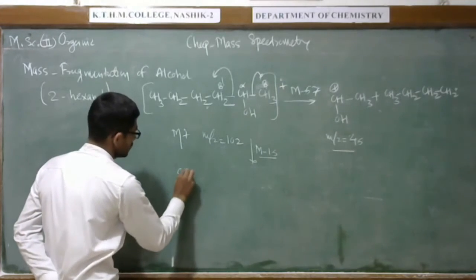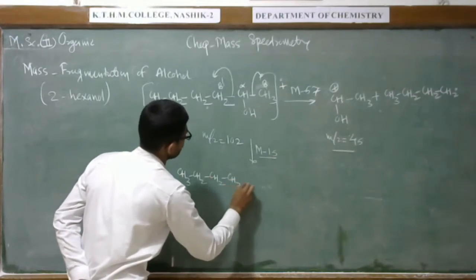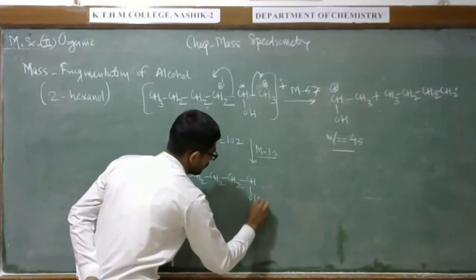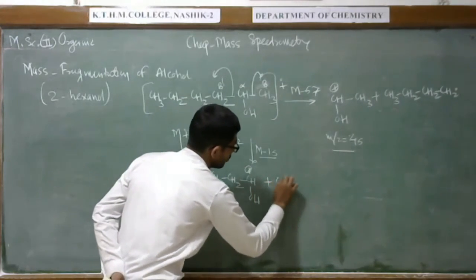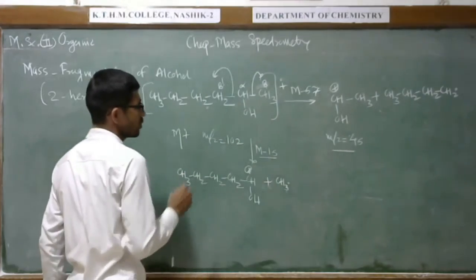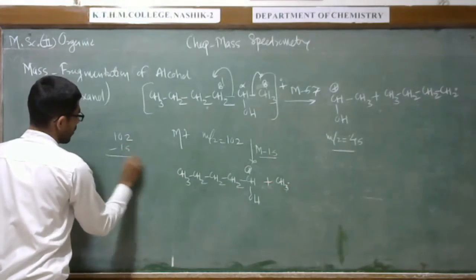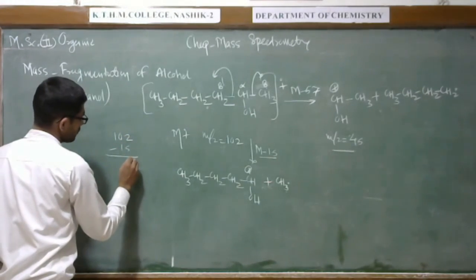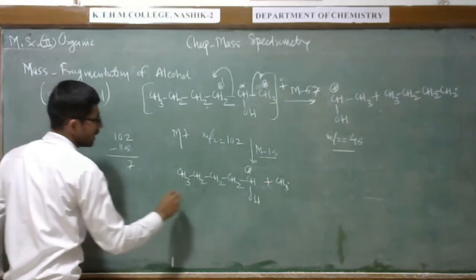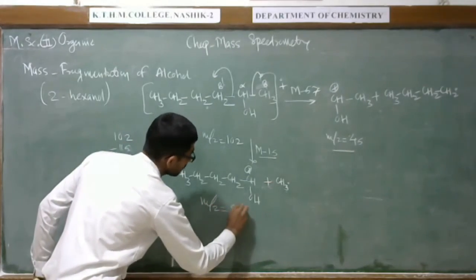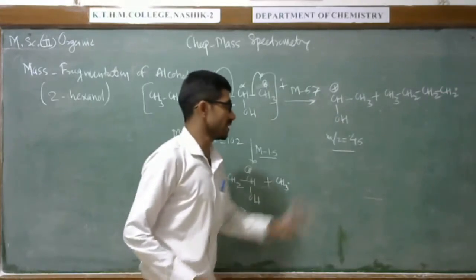So CH3, CH2, CH2, CH2, CHOH, like this, plus the methyl group as a radical. Okay, 102 minus 50. So that value will come out to be 87. Mass to charge ratio 87. At this value we can observe the peak because of alpha fragmentation.